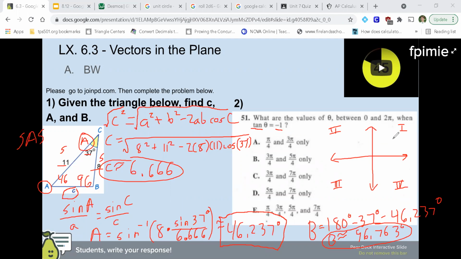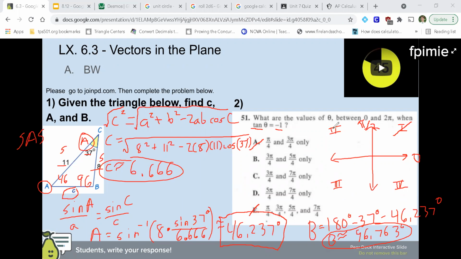Is tangent negative in quadrant 1? No, none of them are negative in quadrant 1, right? They're all positive in quadrant 1 because X and Y are positive. So then the answer cannot be A, right? Pi over 4 is between these two. Answer can't be A, which means the answer can't be E.